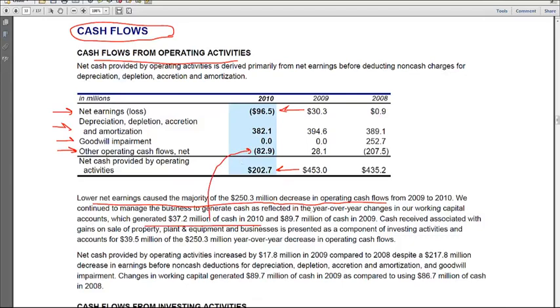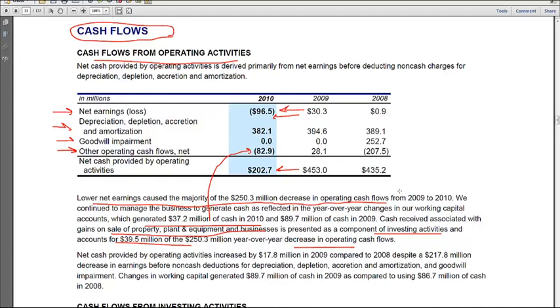We sort of have to take their word for it. Cash received associated with the sale of property, plant, and equipment is presented as operating or investing activities, which is correct, and accounts for $39 million of the decrease in operating cash flows. Although notice what's happening is the gain is included in net income and then it has to be taken out to get to cash from investing activities. So it really doesn't have anything to do with operating cash flows.